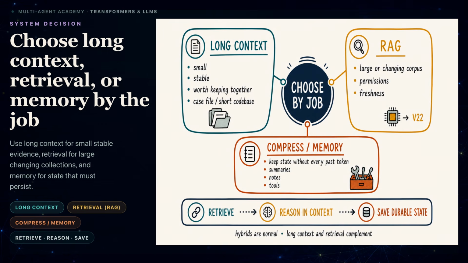Use summaries or external memory when the system must keep important state without replaying every earlier token. These choices are not exclusive, and many production systems combine them. Retrieval finds the evidence, long context supports reasoning across the selected set, and memory keeps useful state between turns.